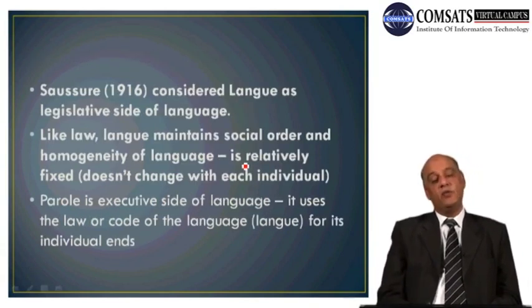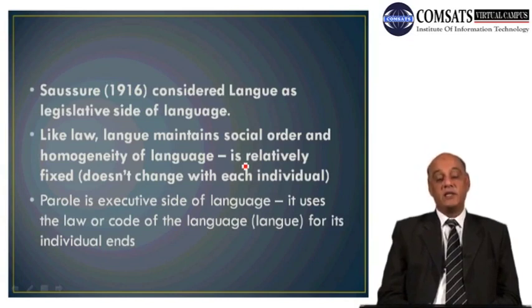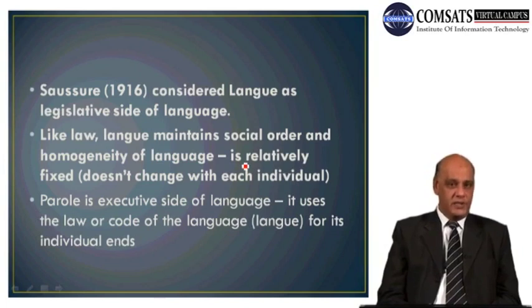Saussure in 1916, we see a quote from Saussure, considering langue as the legislative side of language. He considered langue as the legislative side. This means like law. Langue is law. Langue maintains social order and homogeneity of language. Language is homogeneous in langue. It's relatively fixed, doesn't change with each individual. So the rules are the same.